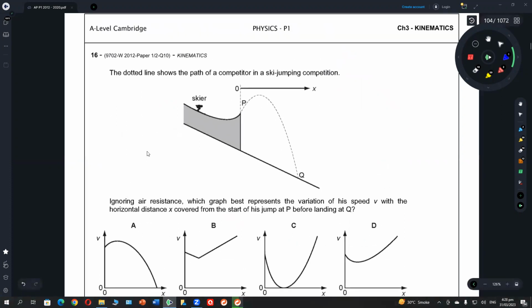Another famous question. The dotted line shows the path of a competitor in a ski jumping competition. It is like a big jump. Ignoring air resistance, which graph best represents the variation of his speed v with the horizontal distance covered from the start of his jump at P before landing at Q? He's talking about horizontal distance.